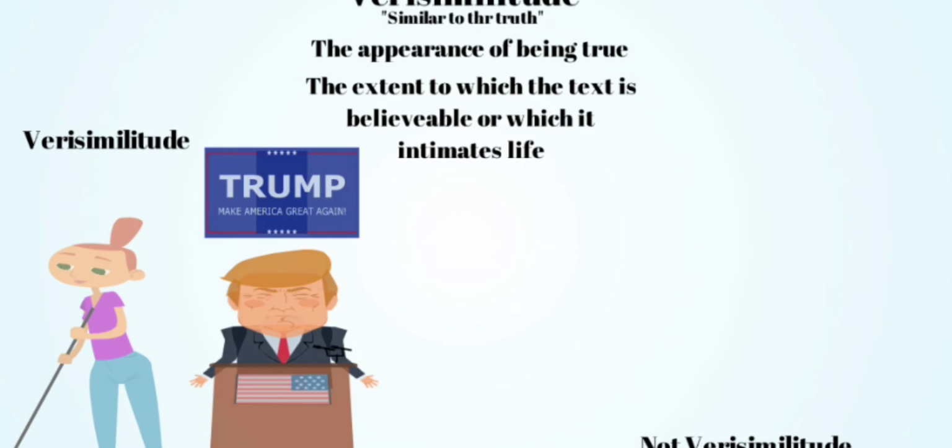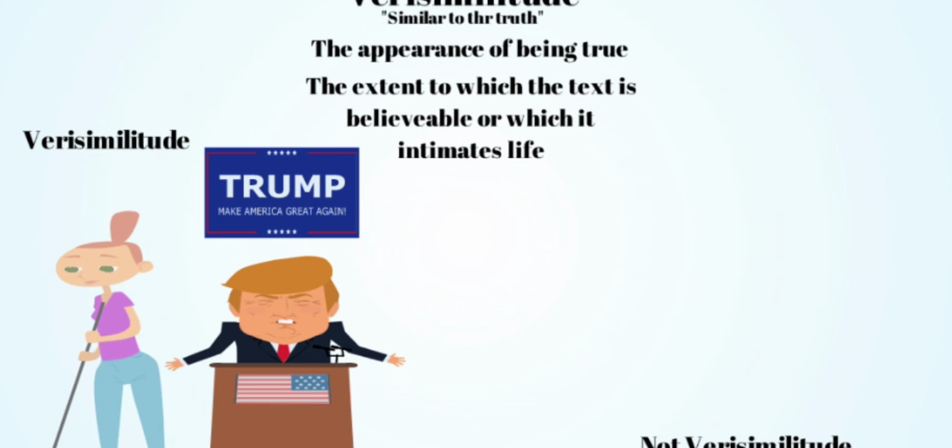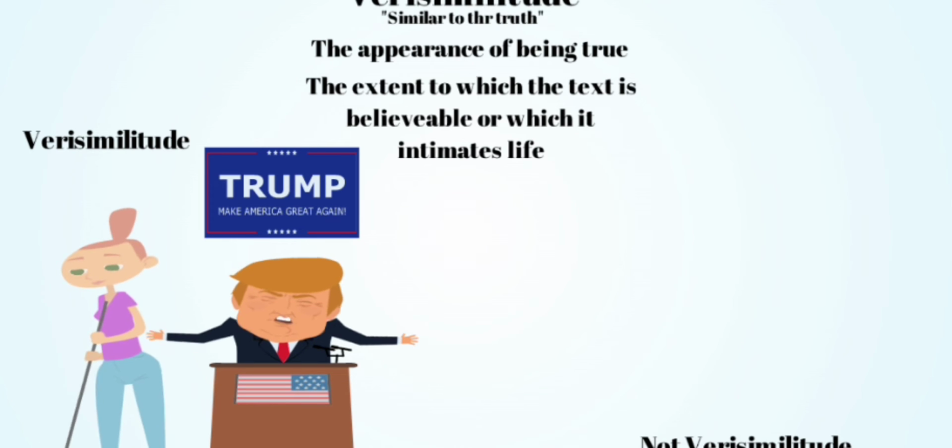Verisimilitude. The definition of verisimilitude is the appearance of being true. An easier way to define it would be the extent to which the text is believable or which it imitates life. From its roots, verisimilitude literally means similar to the truth. Aside from that, books that are similar to life or resemble reality would be considered verisimilitude, unlike books that add things like magic or powers in it. While it sounds similar to realism, they're not the same thing. Realism is what's actually real, and verisimilitude just has the appearance or cover of being true.